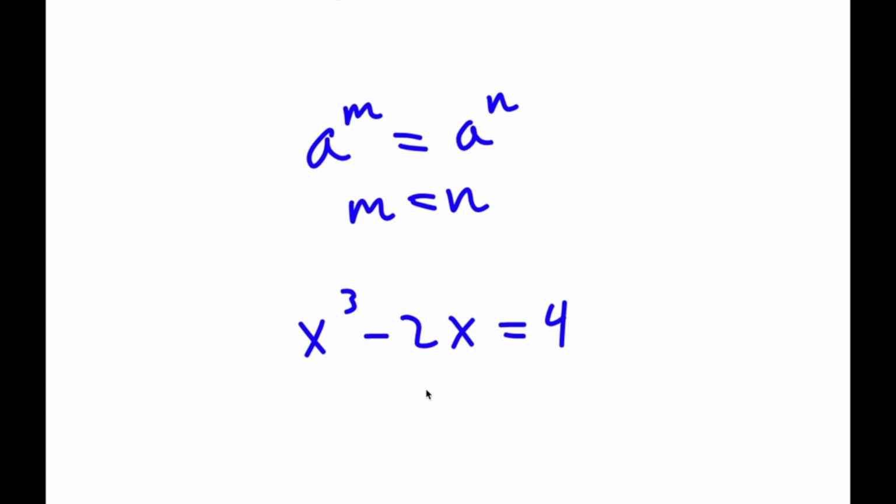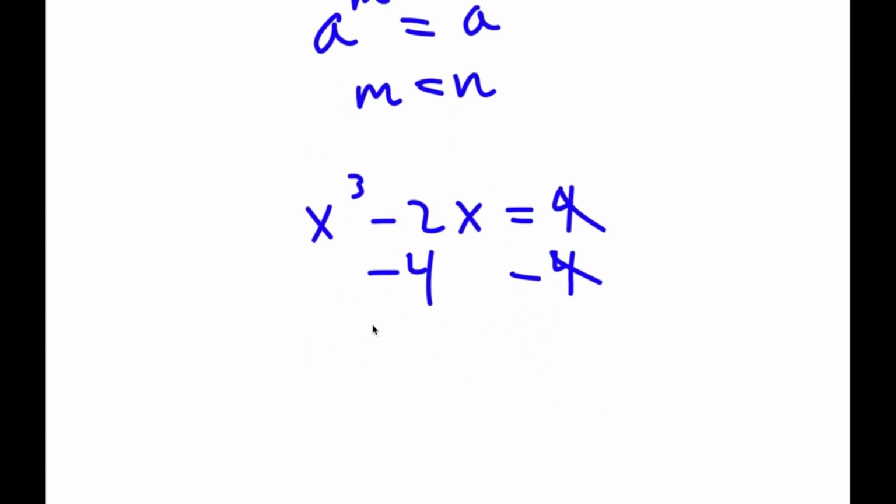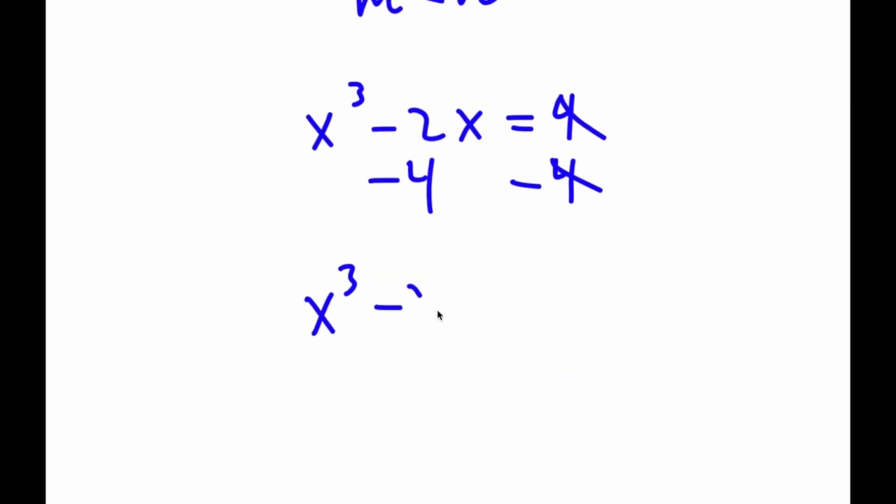So now to solve this, I'm going to first start by subtracting 4 on both sides. These two cancel out, and I have x to the power of 3 minus 2x minus 4 is equal to 0.